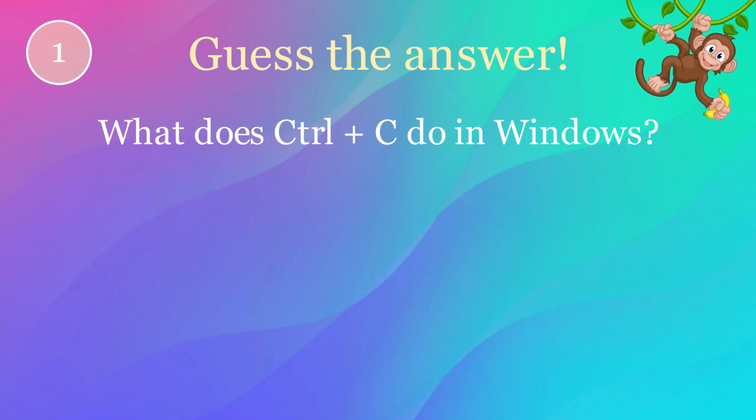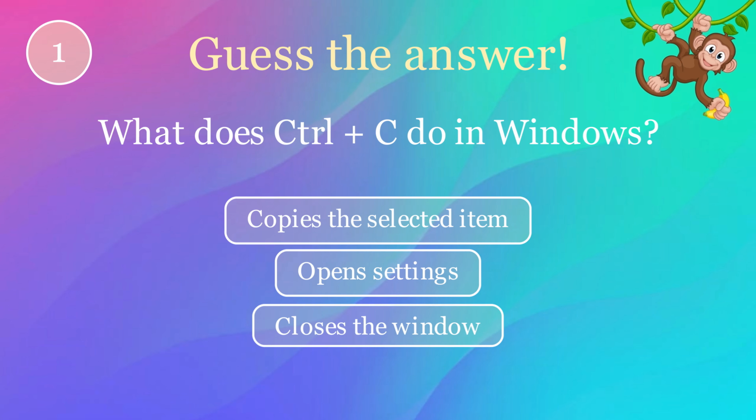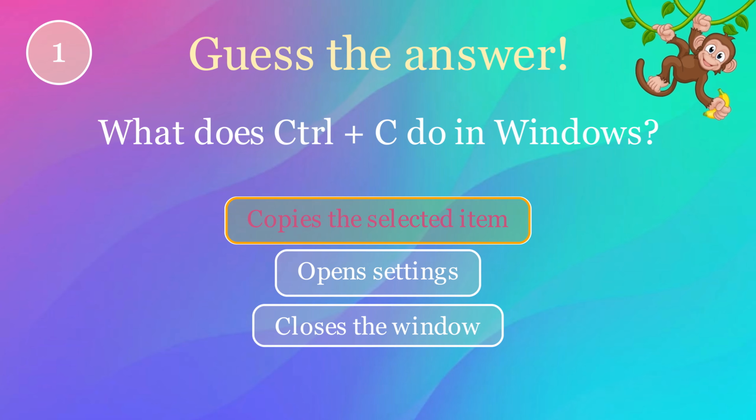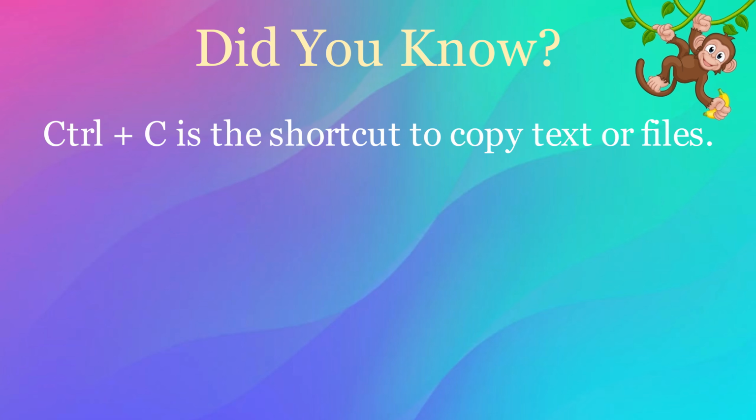What does Ctrl+C do in Windows? Copies the selected item. Opens settings. Closes the window. The correct answer is, copies the selected item. Here's an interesting fact, Ctrl+C is the shortcut to copy text or files.